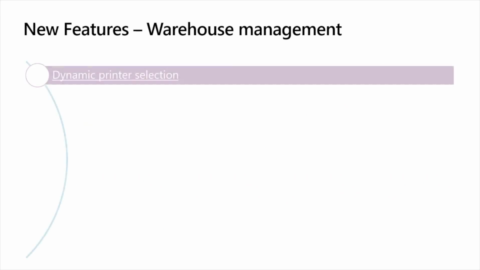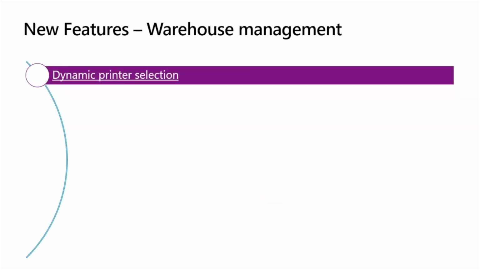Great. Thanks, Hiran. I will wrap us up in this section by covering the warehouse management features. The first one is the dynamic printer selection. When this feature is used and a worker requests printing, the system selects a printer based on the current work user, warehouse, location, and/or zone. The warehouse manager can set up default printers for each work user, warehouse, location, or zone.